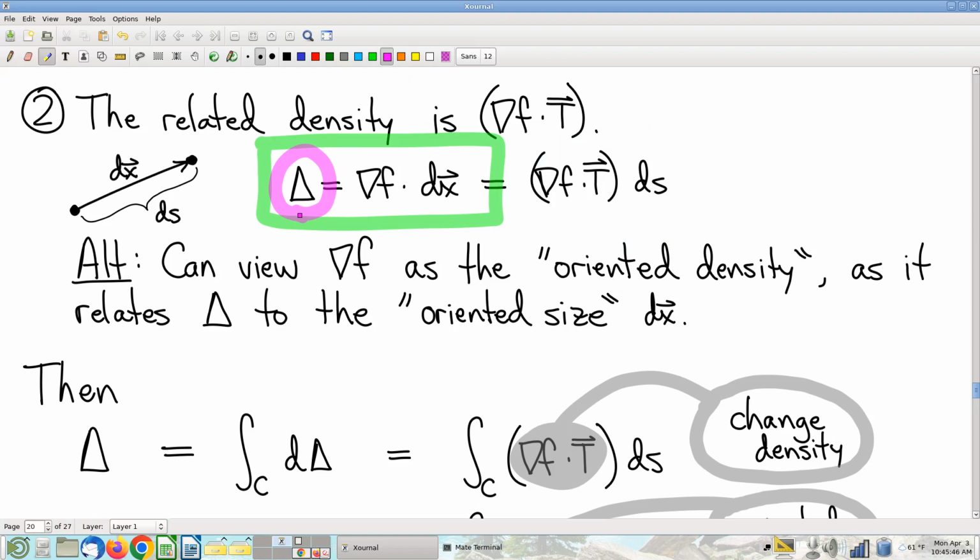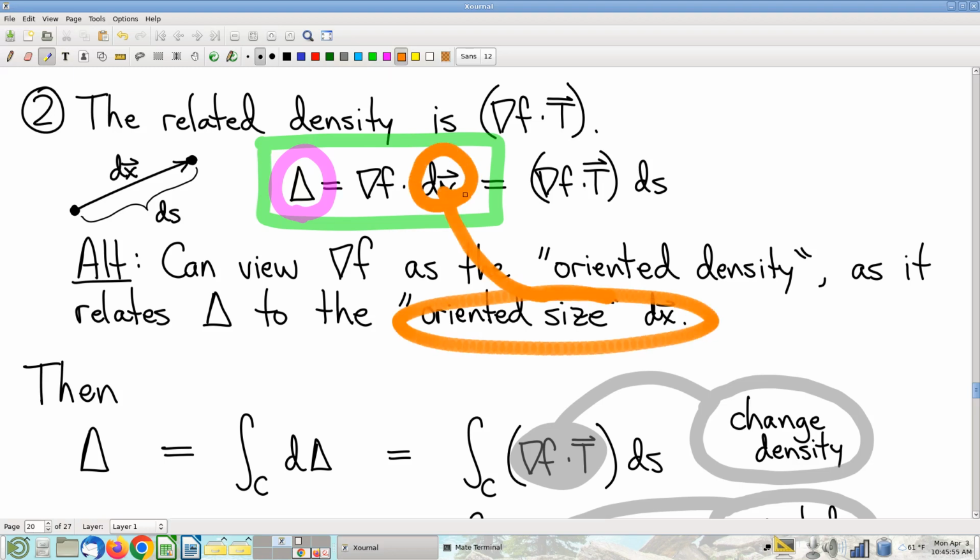But this time, instead of accumulating quantity per unit size, I'm going to think of dx as being oriented size. I know that's weird, right? Just bear with me here for a minute. Oriented size, because dx, if you think about it, tells me two things. Dx does tell me the size. Dx tells me by way of its magnitude what that size, aka length, aka ds is, right?